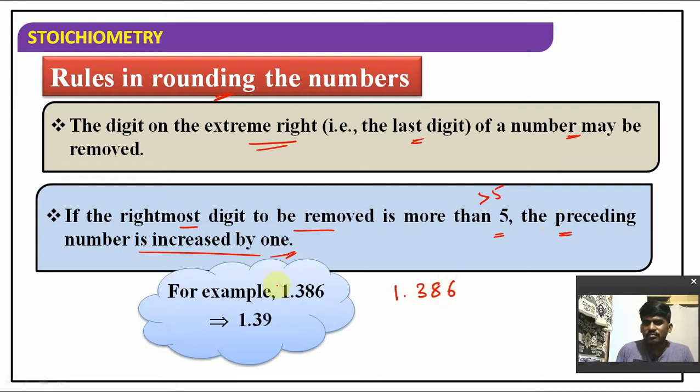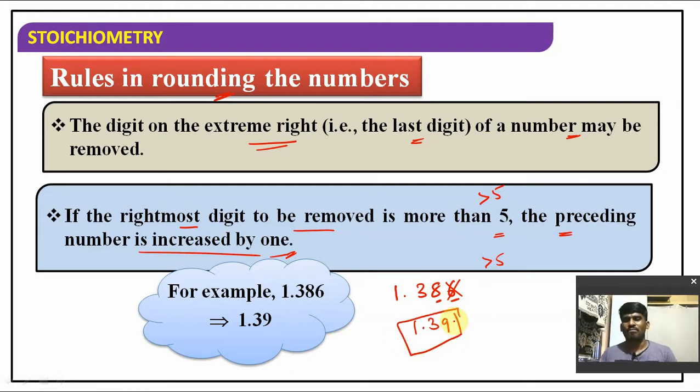For suppose 1.386 is given. The digit on the extreme right, the last digit, is 6, right? So we can remove this, but this 6 is more than 5, no? That means while removing it, the preceding number, 8, should be increased by 1, so 1.386 will become 1.39, right? So this is called certainty in measurement. Certainty in measurement can be achieved by using significant figures. Understood the point, guys? Is it clear for you?